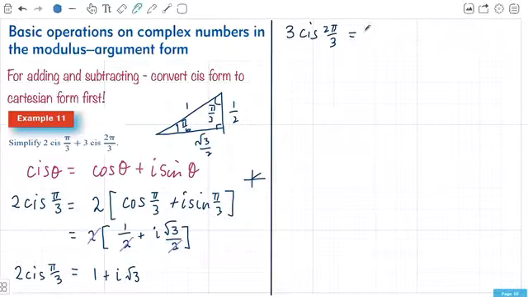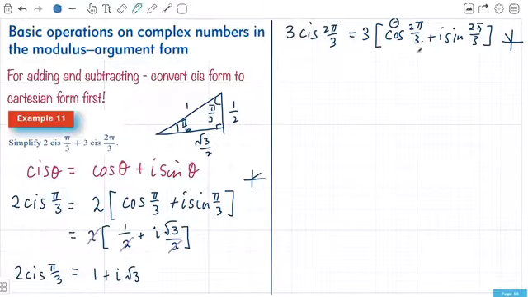So again, I'm just using this format 3, and the cis is cos of the angle plus i sine of the angle. And just my quick sketch in the corner, 2 pi on 3 is over here. So I know that the cosine is going to be negative. The sine will be positive. So I'm going to write that out as 3 cos of pi on 3. Remember that cos of pi on 3 is a half, but this time it will be negative a half. And for sine, it's root 3 on 2.